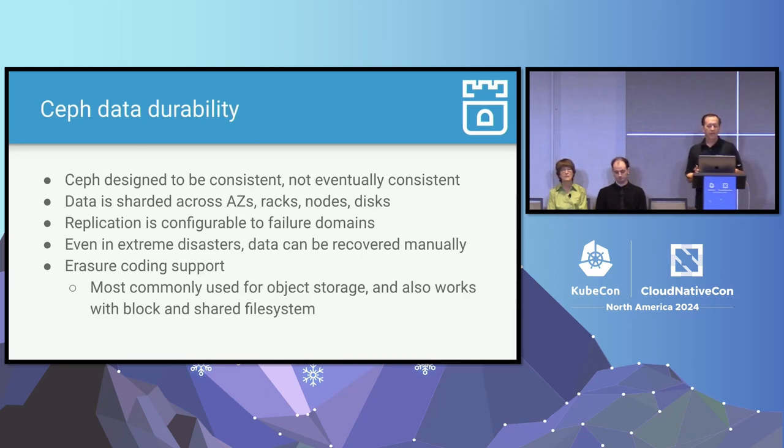So Ceph is designed for durability. When you put data in Ceph, it's consistent, as opposed to eventually consistent with some other storage platforms. So as soon as the storage acks that it's stored, it is stored and safe. The data is sharded by Ceph across AZs, racks, nodes. You can choose your failure domain and how you want Ceph to spread that data. And we'll talk about what that means for resiliency a little bit later. So even in extreme disasters, the data can be recovered manually as well. In addition to the replication mode, erasure coding is also supported by Ceph. It's most commonly used for object storage, but it also works with block and shared file system where performance isn't as critical.